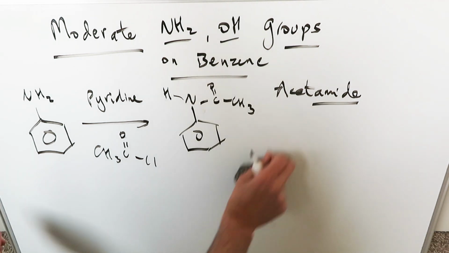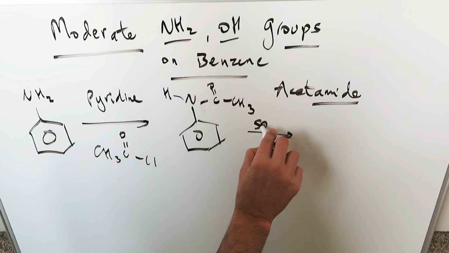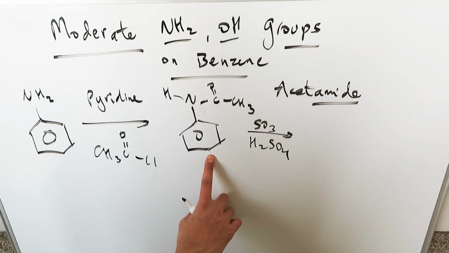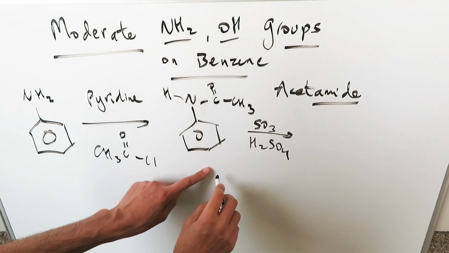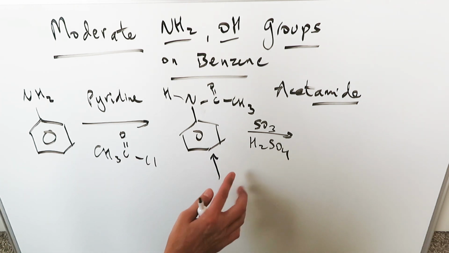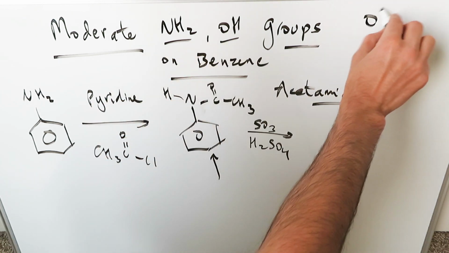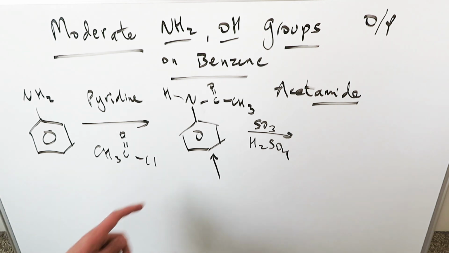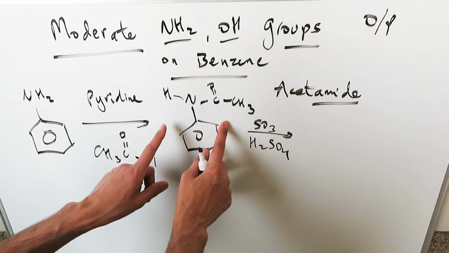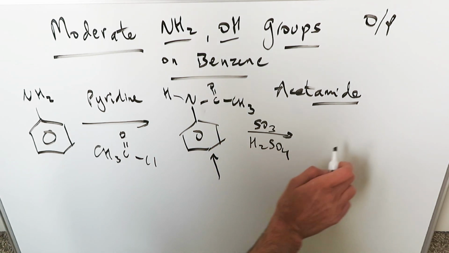Let's look at the next step of this reaction. I'm going to react this with SO3 and H2SO4. Why am I doing this? Because I'm blocking this area right here. I don't want anything to happen at the para position. I don't want my end result to be in a para position. Keep in mind, hydroxy and amino groups are ortho-para directors. They'll add to ortho and para. I don't want to have anything add to the para. My end product should only be in the ortho position. So I'm blocking the para with a sulfonic group.